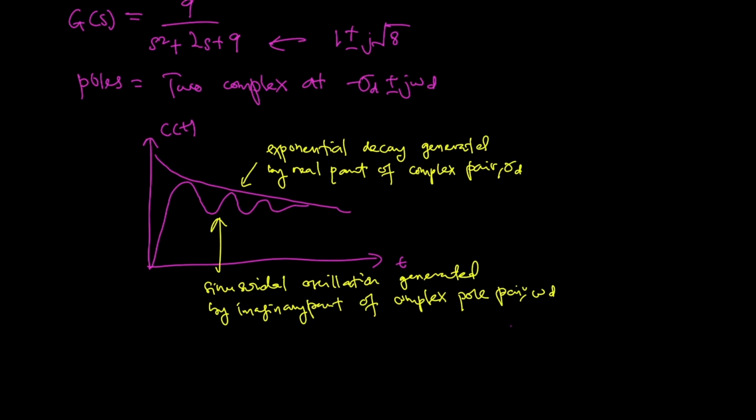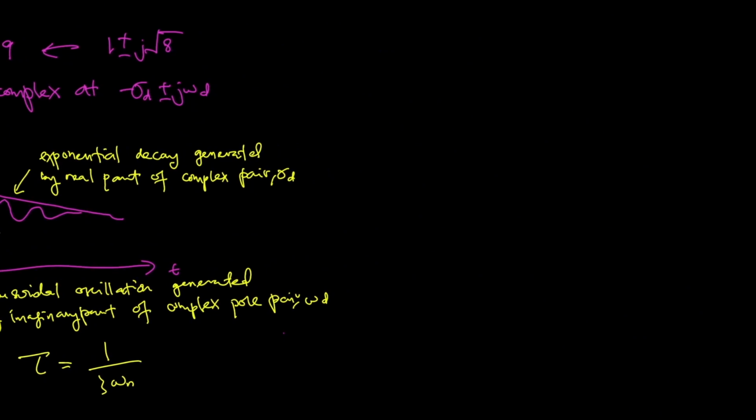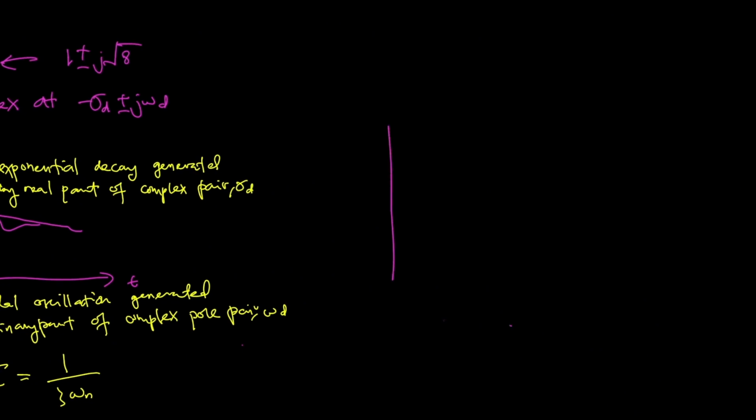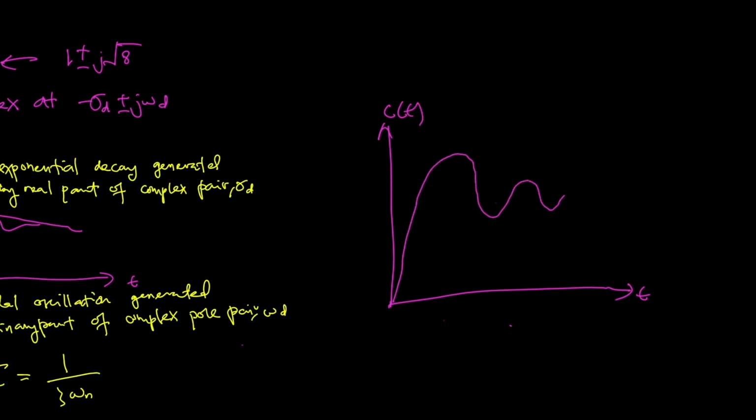The time constant of the exponential decay is equal to the reciprocal of the real part of the system pole. The value of the imaginary part is the actual frequency of the sinusoid. This sinusoidal frequency is given the name damped frequency of oscillation, omega d. Finally, the steady-state response to the unit step was generated by the input pole located at the origin.